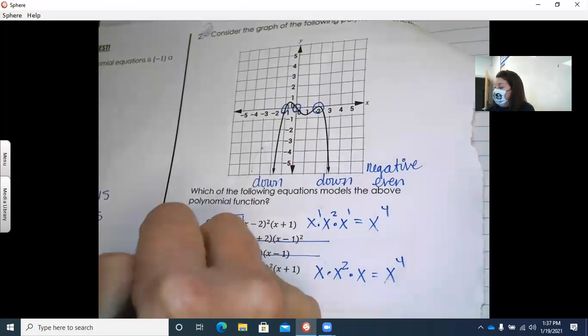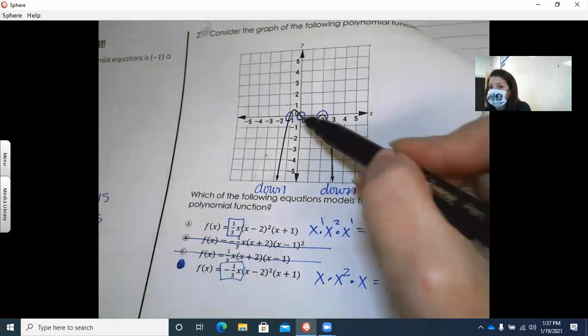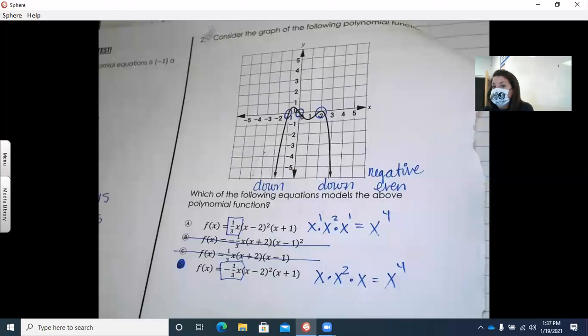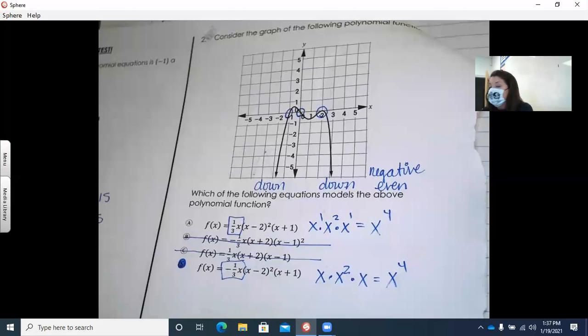See, if we did not know about the multiplicity, if it bounces or goes across, then that would be hard to figure out. If we didn't know the end behavior, we wouldn't be able to figure that out. But because we know all that stuff, we learned a lot, then we know how to answer that question. Right on? Okay.